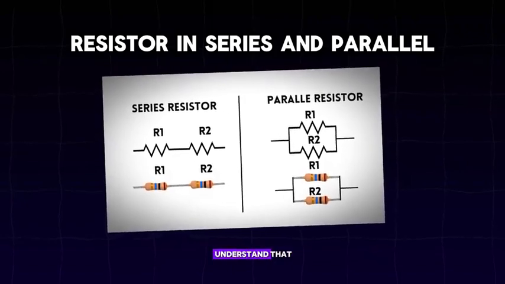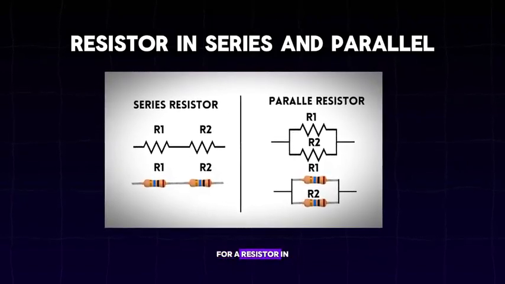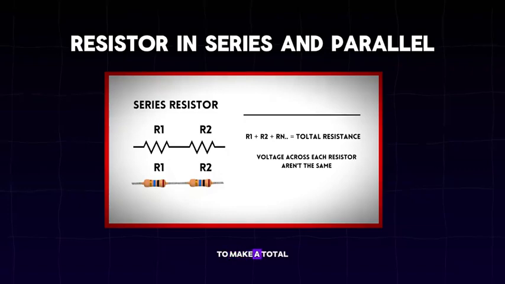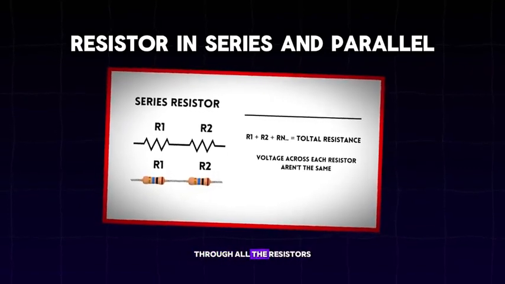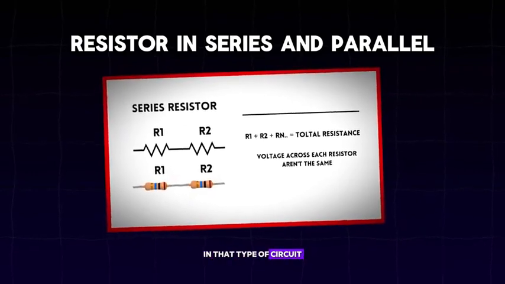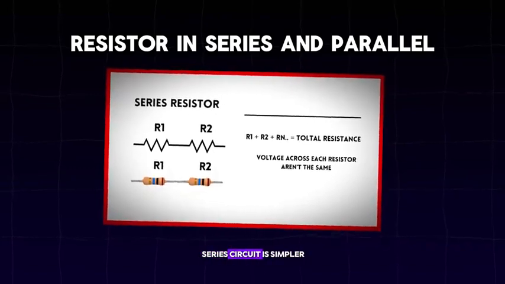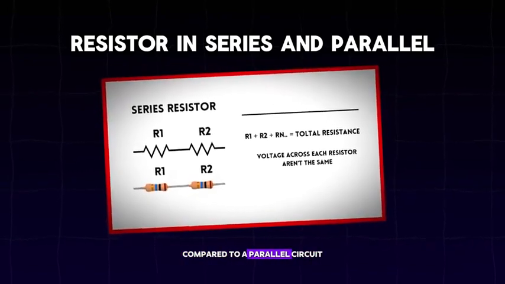So now that you understand that, let's take a look at what it means for resistors in series first. If 2 or more resistors are said to be connected in series, the resistance of each resistor will be added together to make a total resistance value and make the same amount of current flow through all the resistors. In that type of circuit, the voltage across each resistor is different. In a series connection, if any resistor is broken or a fault occurs, then the entire circuit is turned off. The construction of a series circuit is simpler compared to a parallel circuit.